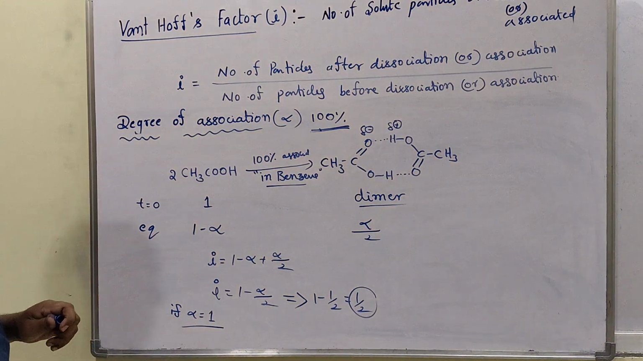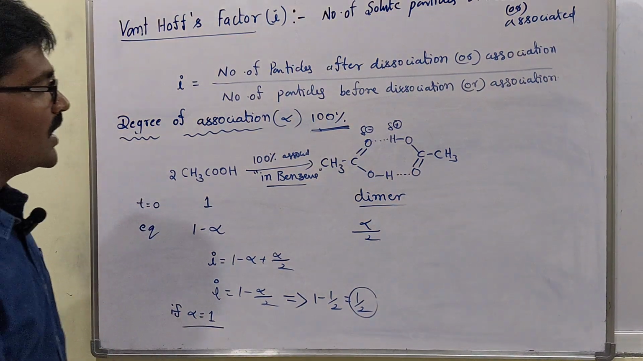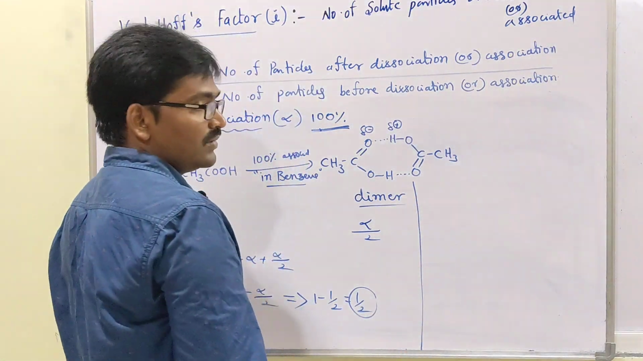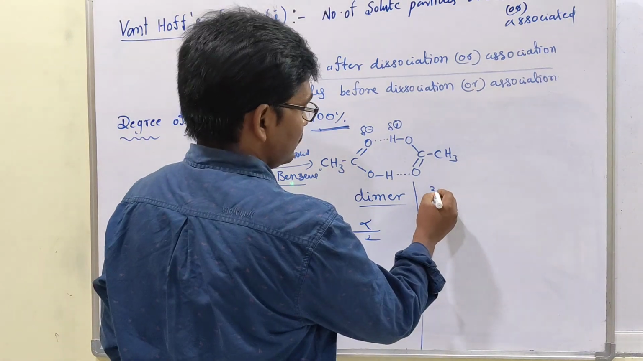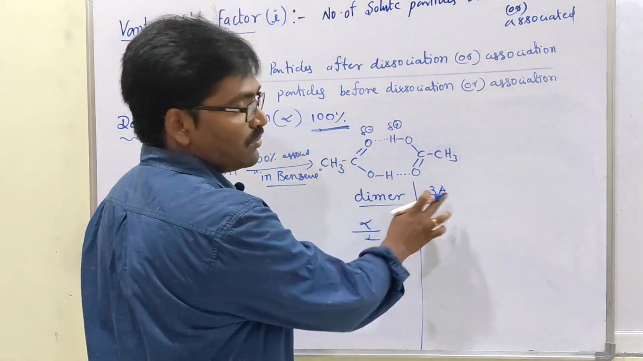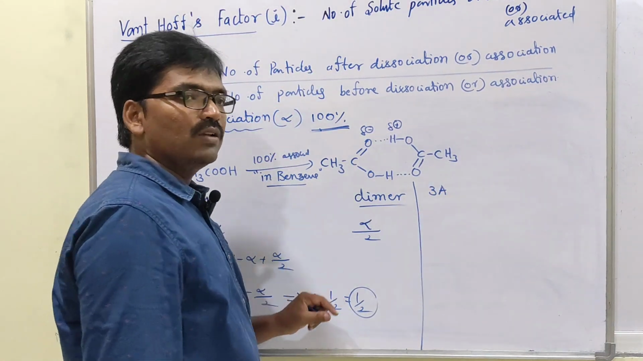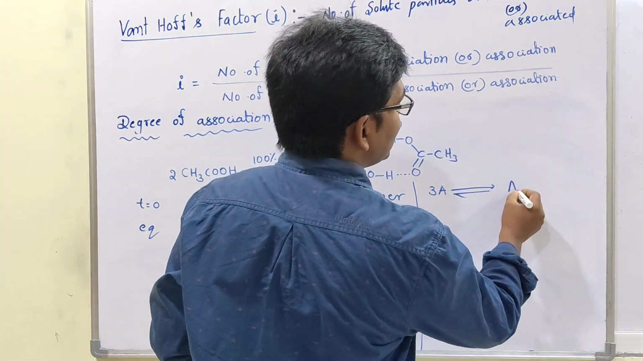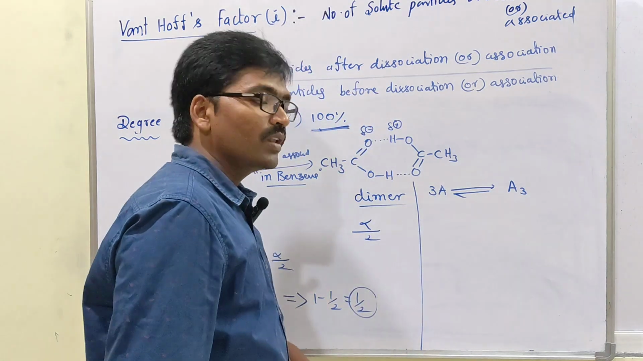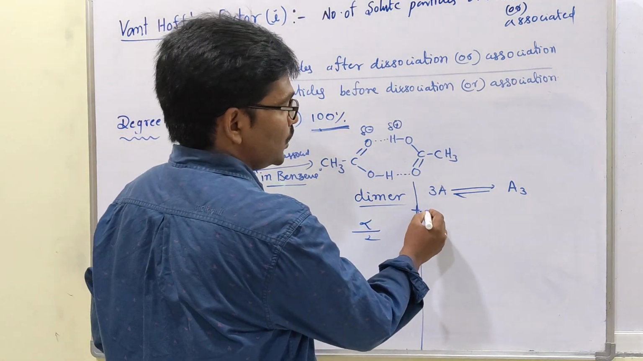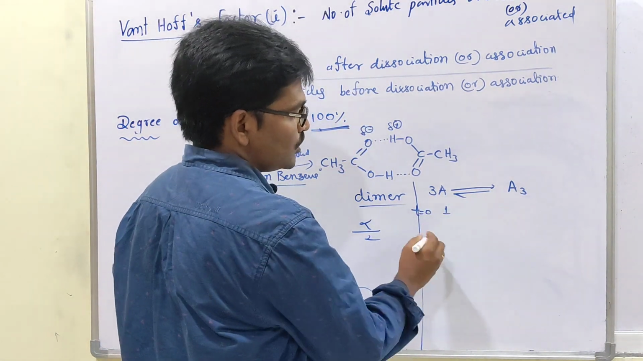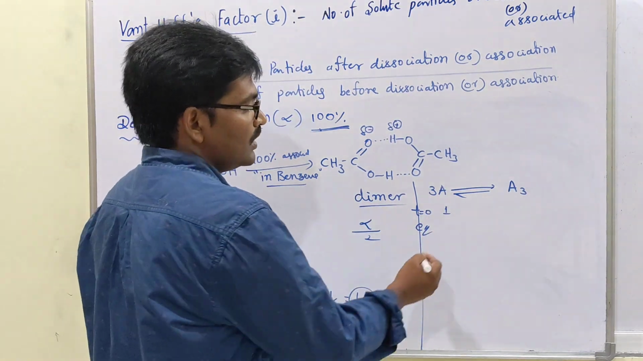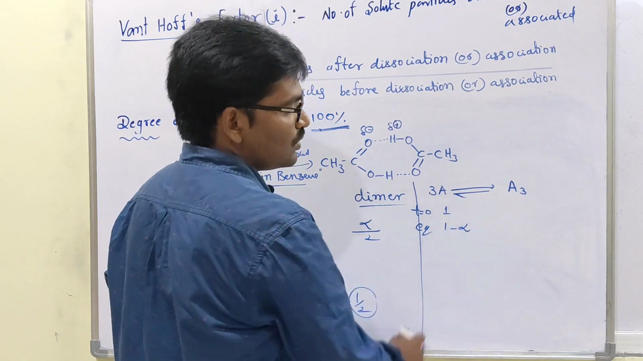Understand, my dear students? Yes. So this is 2 particles, meaning when it converts into a dimer, this is what happens. Sir, for example, 3 molecules, either acetic acid or some other molecule, will be converted into an A3 molecule. When time t equals 0, only one particle, just assume it. When equilibrium position is reached, or after some time, 1 minus alpha, I told you, right?